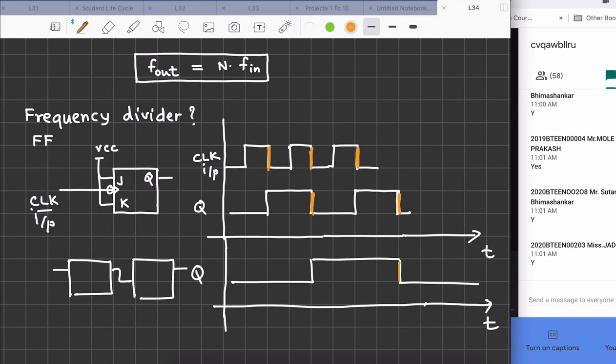So what is the relation between this frequency and this frequency? Any relation is there? Suppose this you call as F1. What is F2?